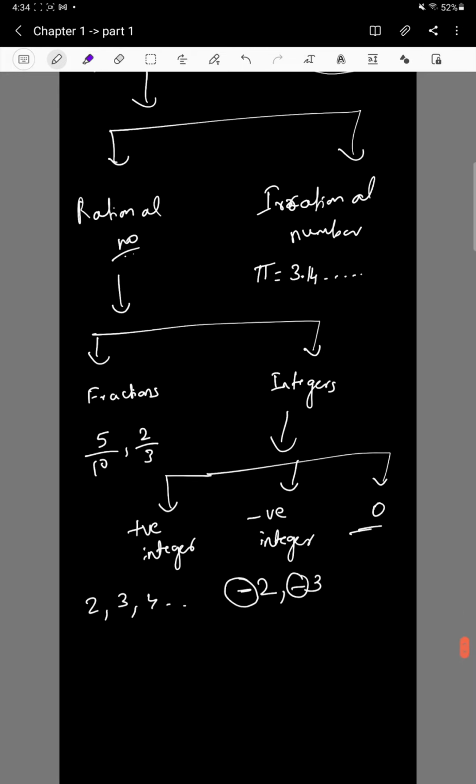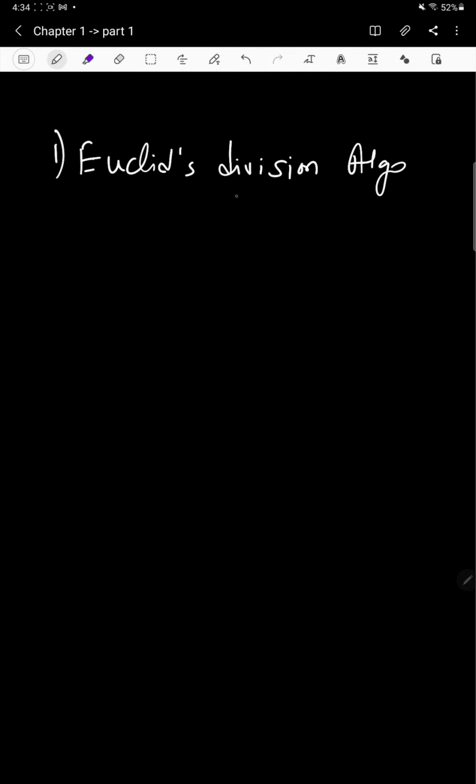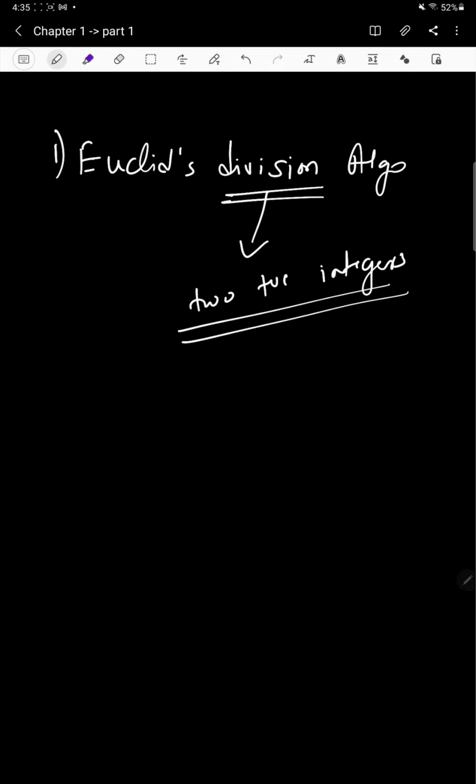Now let's start the important topics that we are going to study in this numbers. The first important thing that we are going to study in this chapter is Euclid's division algorithm. So name itself says that it deals with division of something. What is that something? Division of two positive integers. So it basically deals with division of two positive integers.